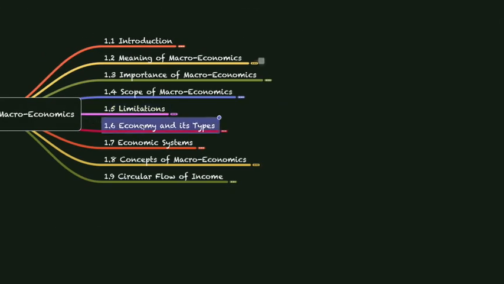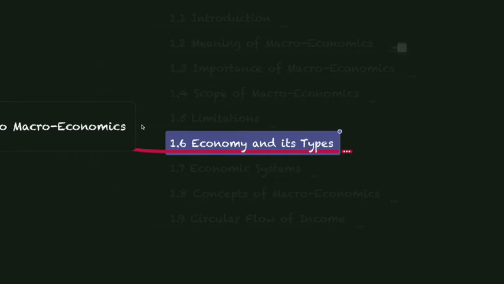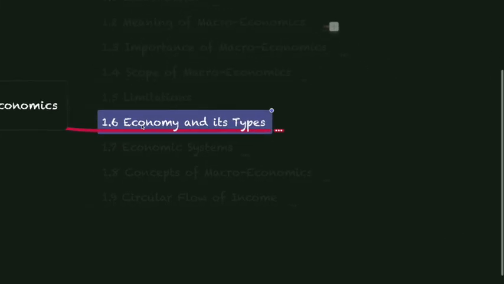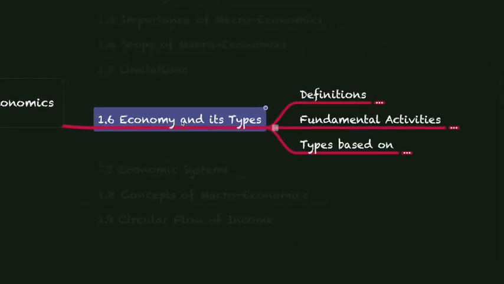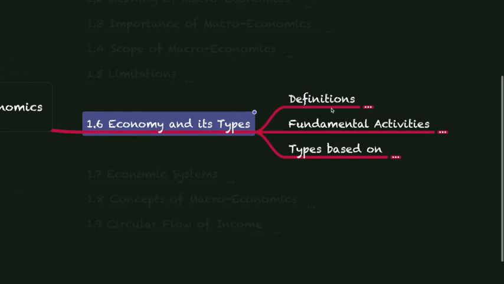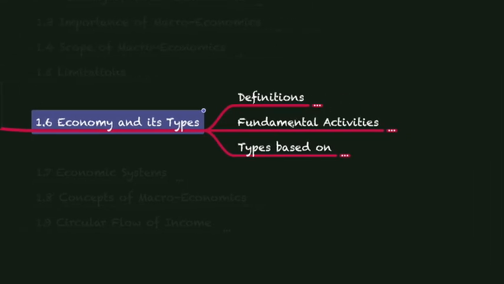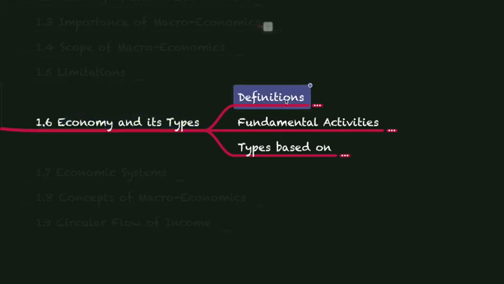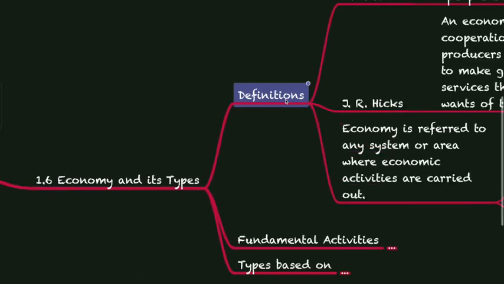Next is economy and its types. In economy and its types, we'll be seeing the different definitions, what the fundamental activities are, and different types based on different kinds of activities. First, let's see the different definitions.